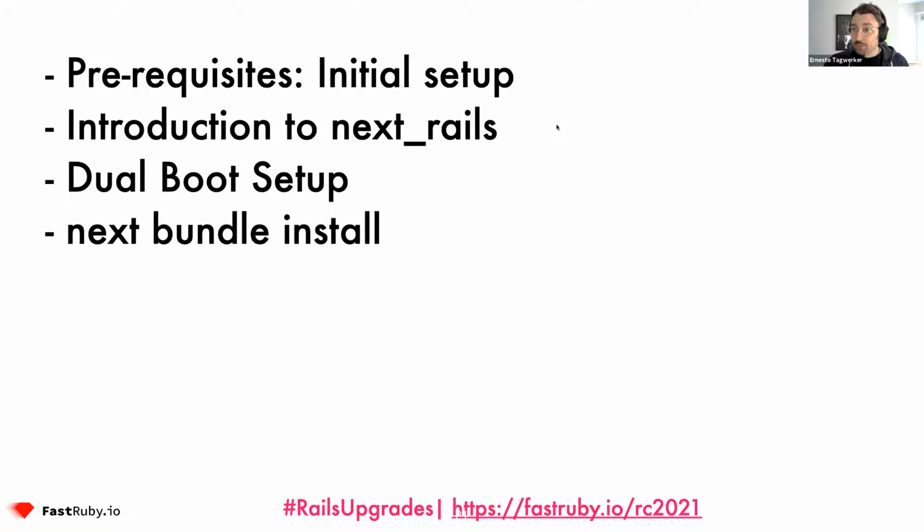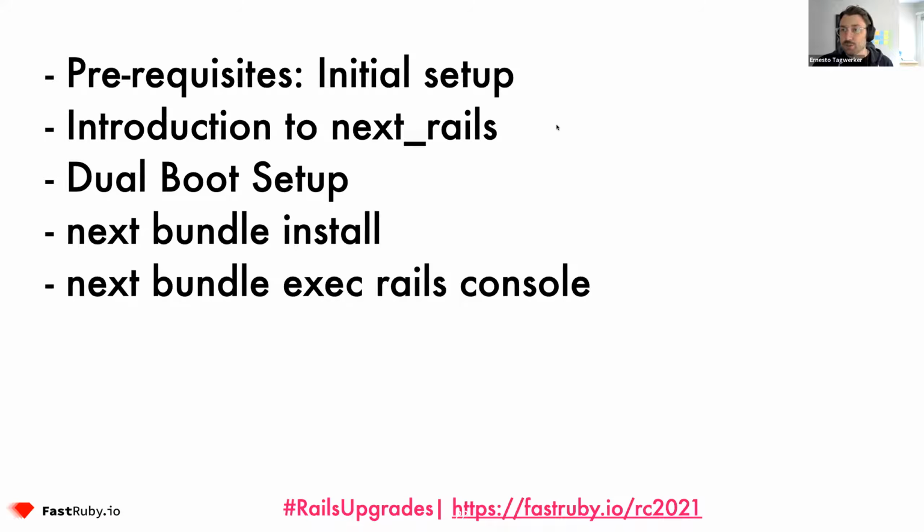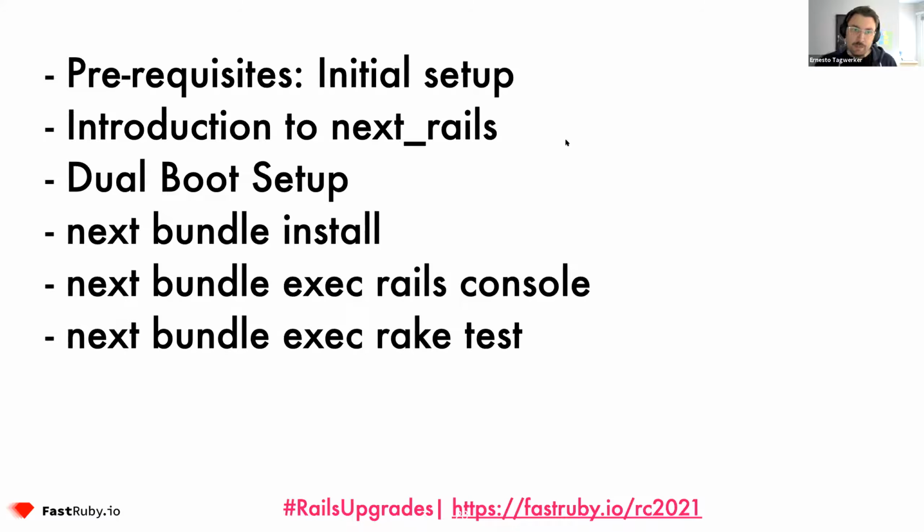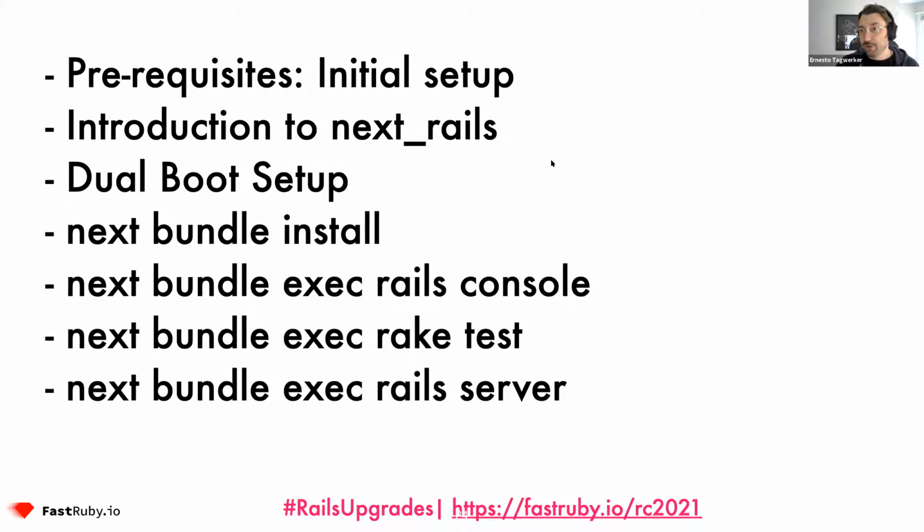So we will try to bundle install our application or our sample application with the next version of Rails. And I mean the next minor version of Rails. Then we're going to try to fire up the console. And that will help us exercise the configuration and the environments and the initializers. Then we're going to try to run the test suite with the next version of Rails. And if everything works fine and we get to do all these things with the next version of Rails, we're going to try to fire up the Rails server using the development mode.